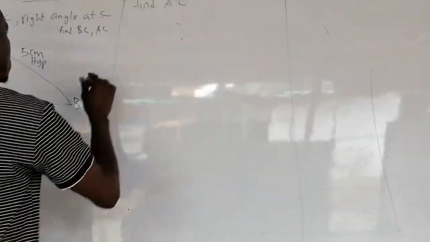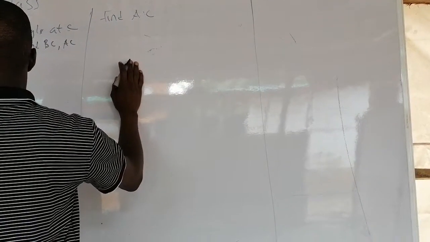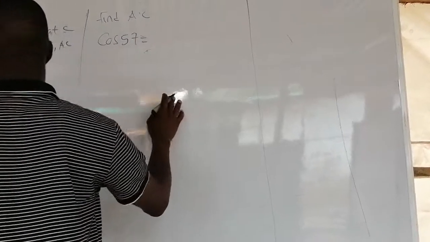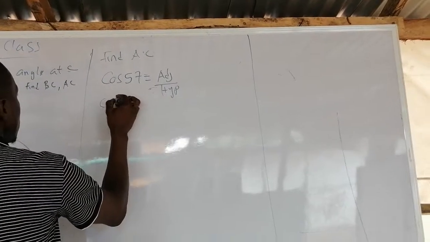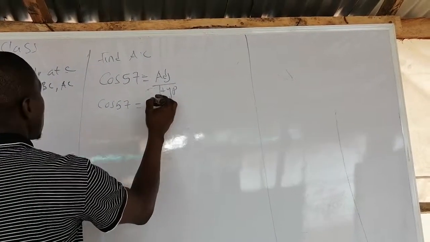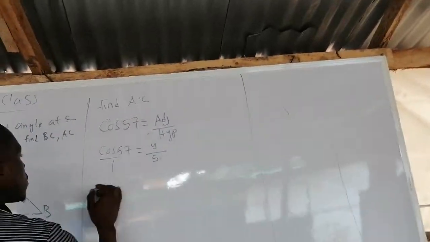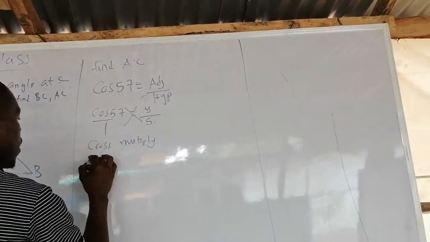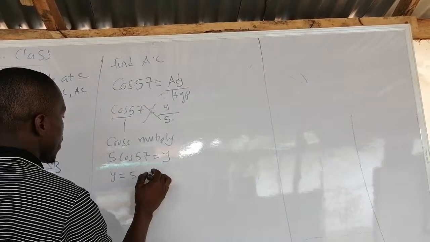So AC, this is AC. We're looking for AC. Cos 57 is equal to adjacent over hypotenuse. What's our adjacent? We don't know. Let's say y over hypotenuse 5 over 1. Cross multiply, we have 5 cos 57 is equal to y, so y is equal to 5 multiplied by cos 57.